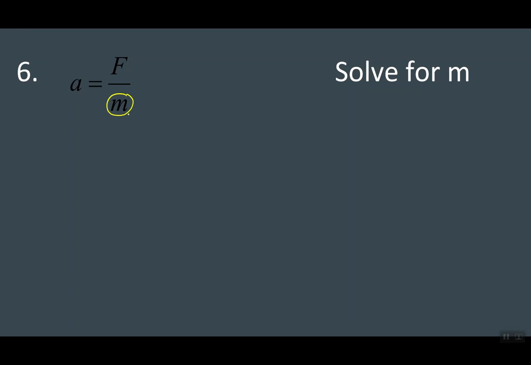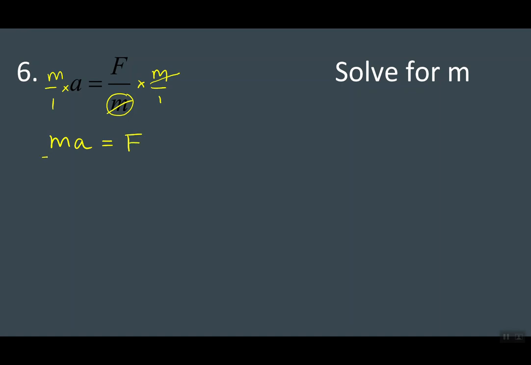But m is in the denominator, so if you do that, you wouldn't be solving for m, you'd get 1 over m. That's why in the notes they said it's best if you are solving for a variable that's in the denominator, move it out of the denominator first. So that means I'm going to multiply both sides by m over 1. So here, that leaves me with m times a equals f.